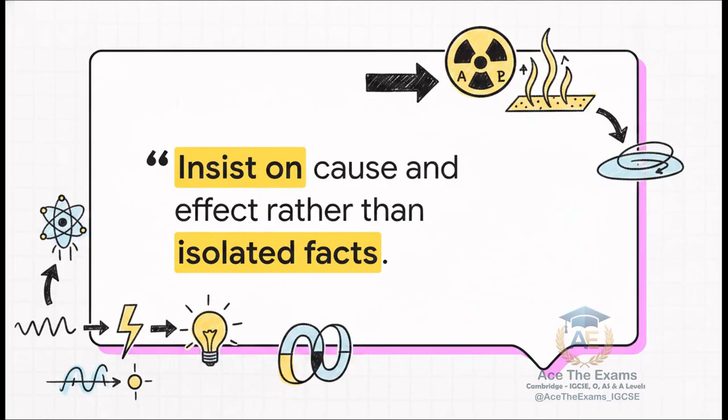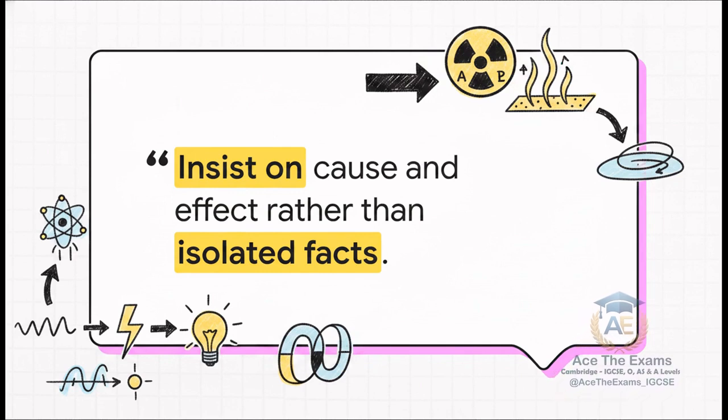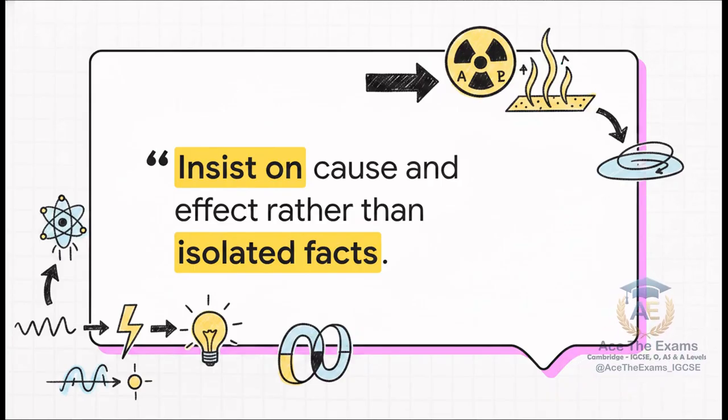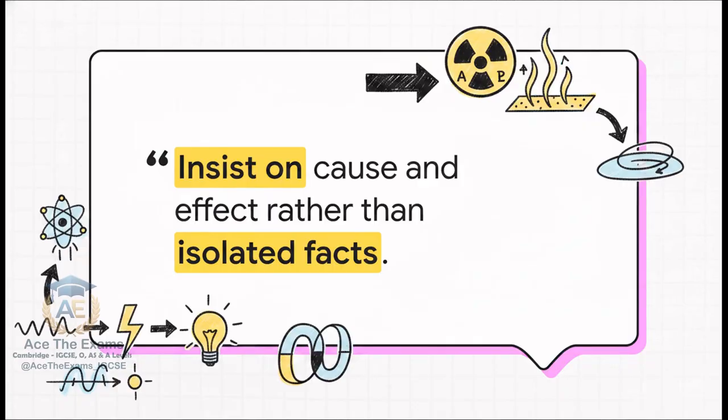And this transformation we just did brilliantly illustrates the golden rule pulled directly from the chief examiner's desk. Listen to this quote: "Insist on cause and effect rather than isolated facts." If you take only one single thing away from this entire explainer session today, let it be this exact, precise quote. It's a game changer.